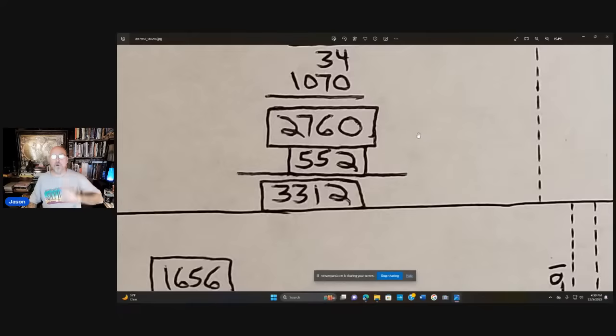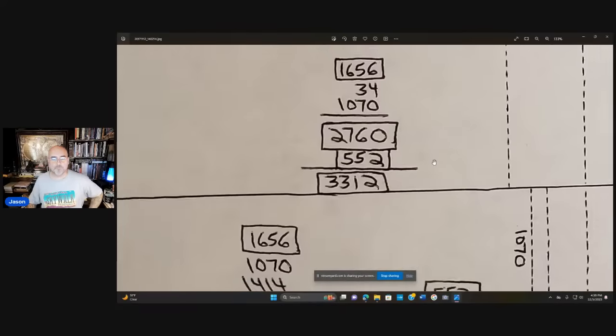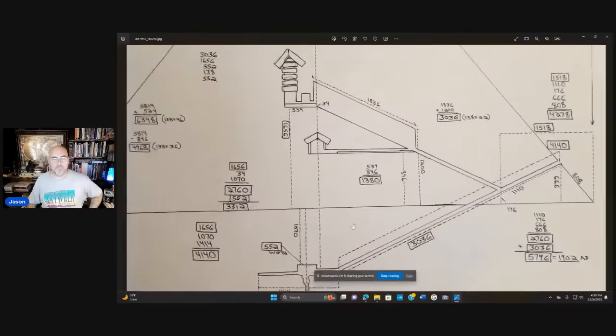2760 is 552 times 5. It's divisible by 138. And if you add the 552 inches of the ceiling, the width of the subterranean chamber, you get the number 3312. 3312 Annus Mundi was the year 583 BC when Thales of Miletus predicted the darkening of the sun. It was a phoenix year. There are so many of these, guys.